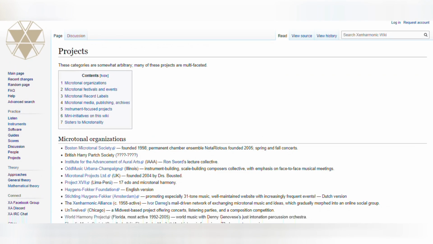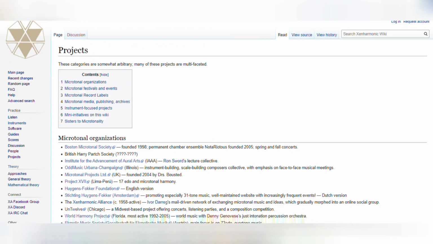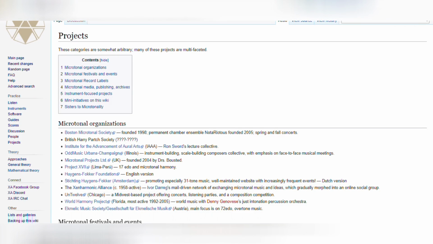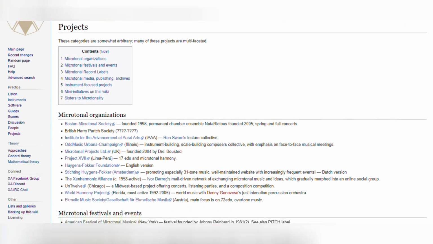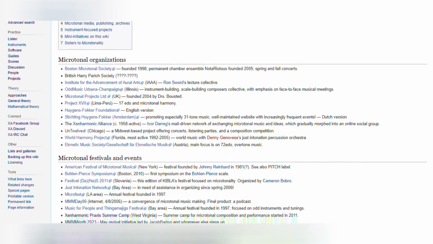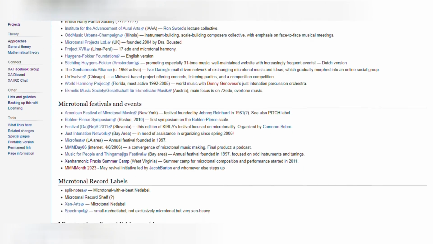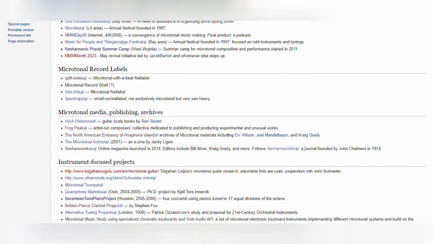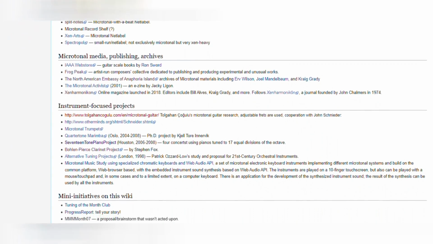The next big spot on the sidebar for our purposes is the projects section. Here we've got links to different projects in the microtonal world, such as microtonal organizations, microtonal festivals and events, microtonal record labels, microtonal media, publishing, archives, instrument-focused projects, mini-initiatives on this wiki, and sisters to microtonality.